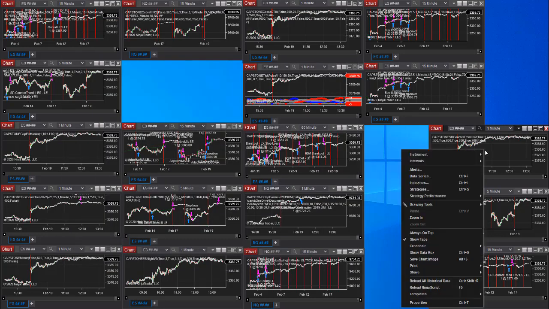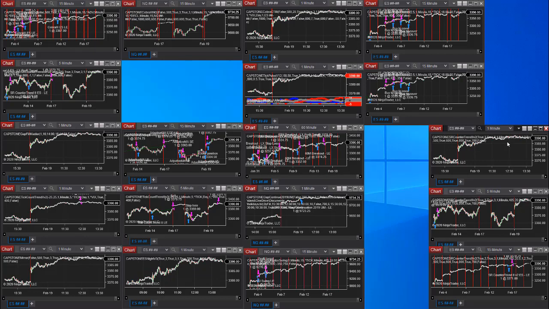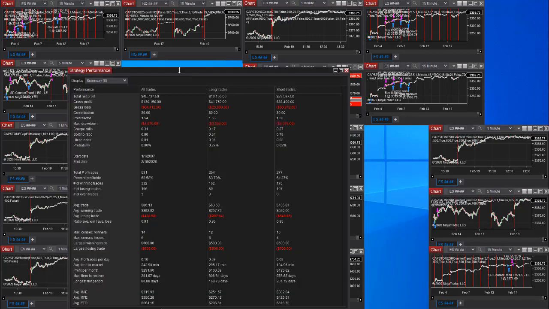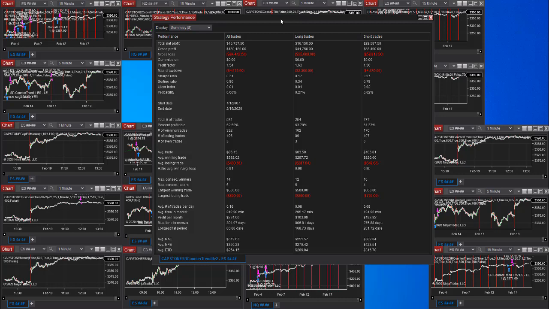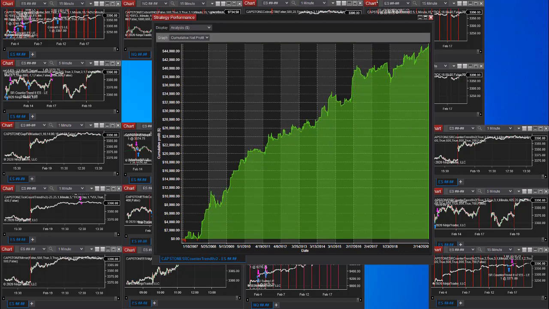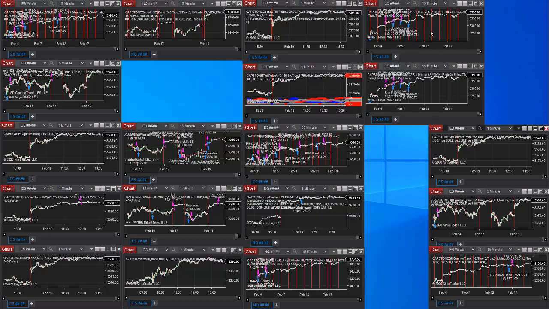So SR Counter Trend, the next are SR Counter Trend 2 V2, 1 minute, 5 minute, and 15 minute, same strategy on different time frames. Let's look at the performance summary for these. 45,737.50 on the 1 minute, 86.13 average trade profit, 531 trades, 46.75 max drawdown, and here is the equity curve, very solid equity curve, very solid average trade profit.